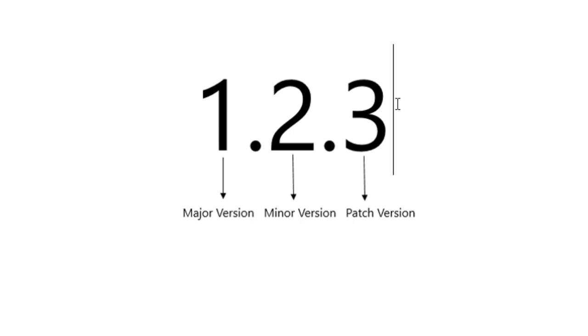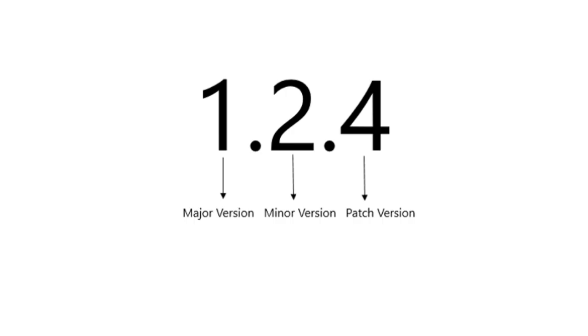Now, I'll start by explaining what a patch version is. If you are releasing a new version of software and the only changes are bug fixes that do not break existing functionality, that is, your software is backward compatible, and I'll explain what backward compatible is in a minute, then you should increase only the patch version. So in our case, we increase 3 to 4.